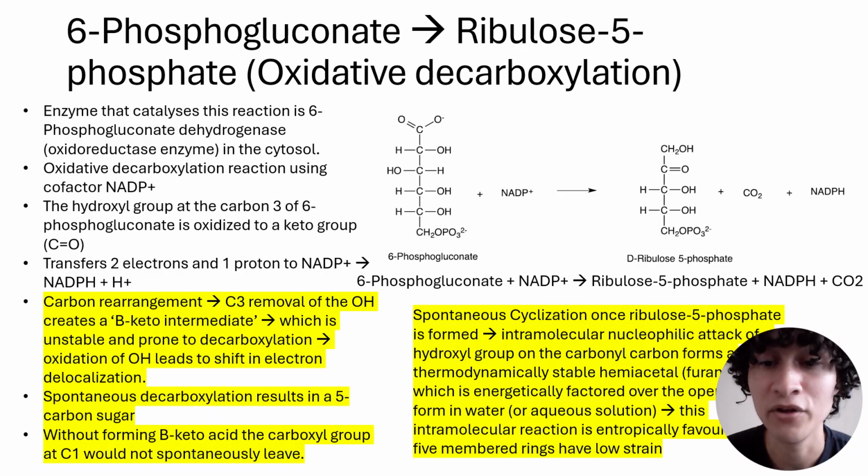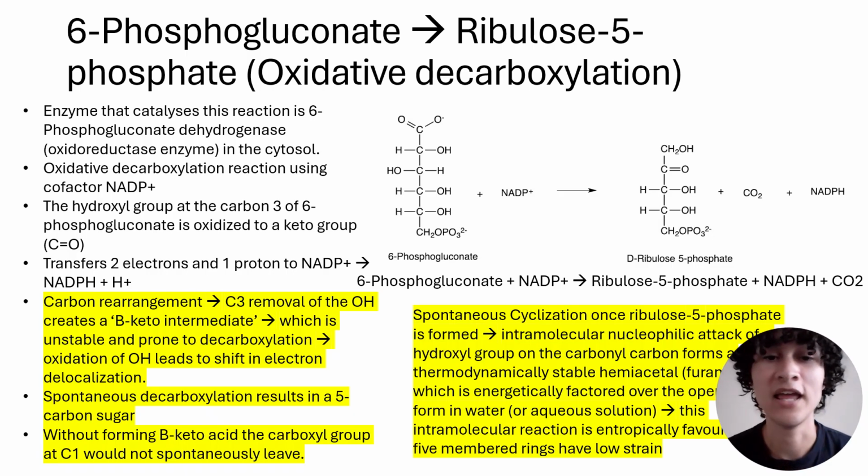So that carbonyl group that we formed from the previous oxidative step became hydrolyzed. We added water and we got our carboxyl functional group. So we're now primed for that oxidative decarboxylation. The removal of that functional group will give us a template or a foundation for our 5-carbon sugar. So 6-phosphogluconate undergoes oxidative decarboxylation, and the enzyme that catalyzes this reaction is 6-phosphogluconate dehydrogenase, or it's also called oxidoreductase.